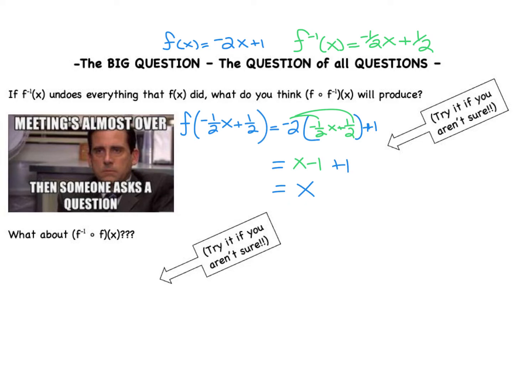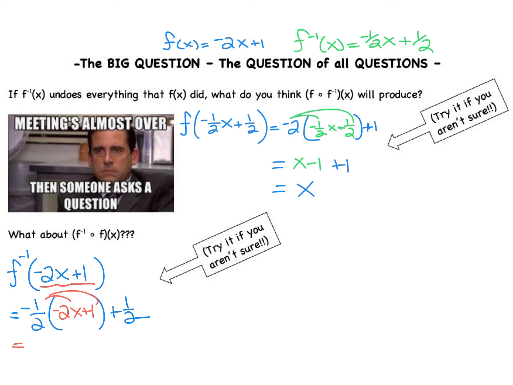Well, let's check the composition the other way. Let's do f inverse of f of x. So this means into f inverse, I'm going to plug the original, which was -2x plus 1. So into f inverse, which was -1/2 x plus 1/2, I'm plugging in this -2x plus 1. I'm going to distribute, and that produces x minus 1/2. And then I had this original plus 1/2 I need to bring down. These cancel, and I get x.